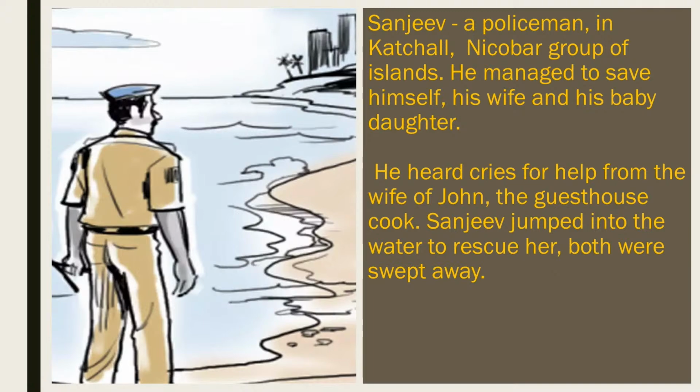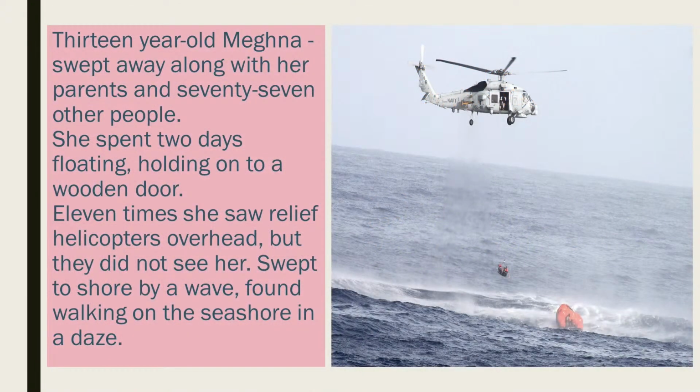The next story is also from the Andaman and Nicobar group of islands. It is a story of 13-year-old Meghna, a small girl who was swept away along with her parents and 77 other people. She spent 2 days floating and she was just holding on to a wooden door. Just a piece of wooden door was there which was also floating in the ocean, and Meghna was holding on to it. 11 times she saw relief helicopters overhead. However, they did not see her. They could not hear her or see her. Swept to a shore by a wave, she was found walking on the seashore in a daze. So luckily, she survived because of the help of this log of wood.